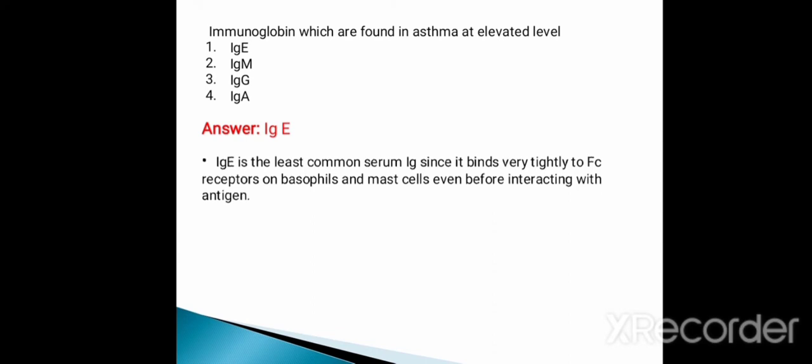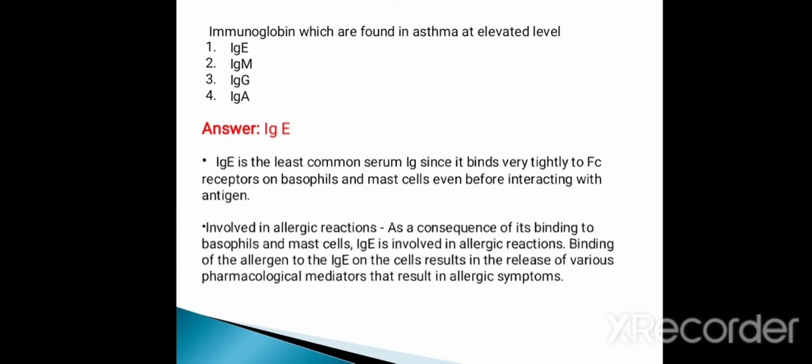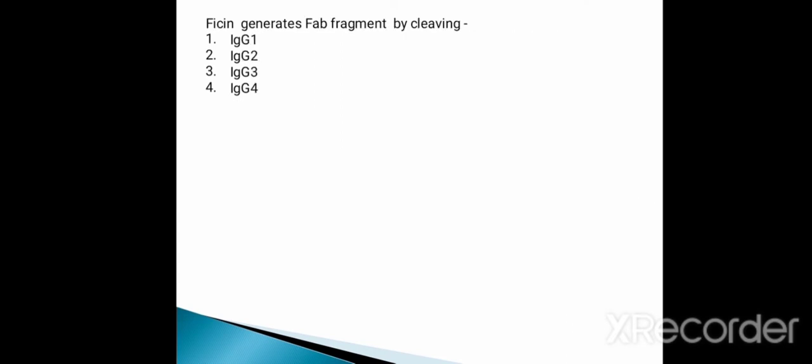IgE is the least common serum immunoglobulin since it binds very tightly to the Fc receptor on basophil and mast cell even before interacting with the antigen. How is it involved in allergic reaction? As a consequence of its binding to basophil and mast cells, IgE is involved in allergic reaction. Binding of the allergen to the immunoglobulin E on cells results in release of various pharmacological mediators that result in the allergic symptom.